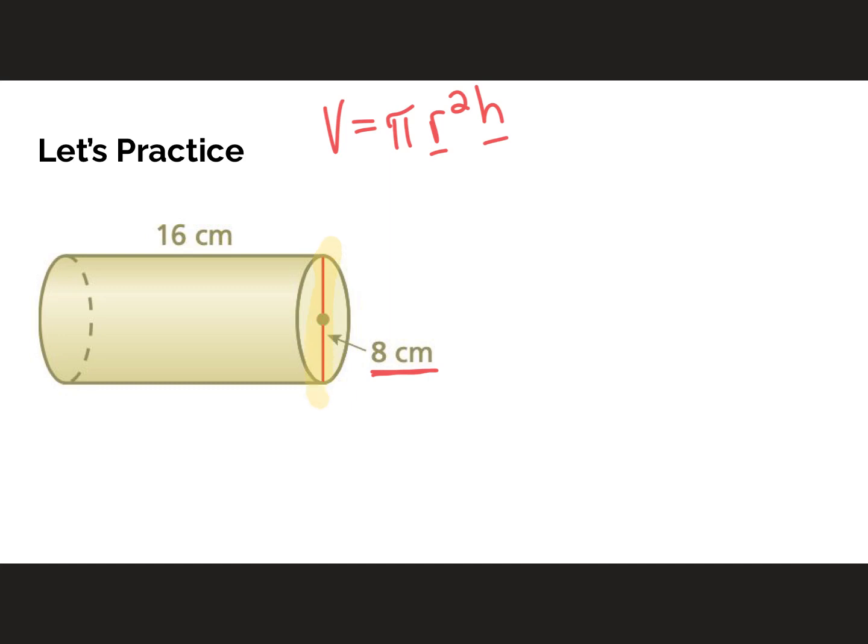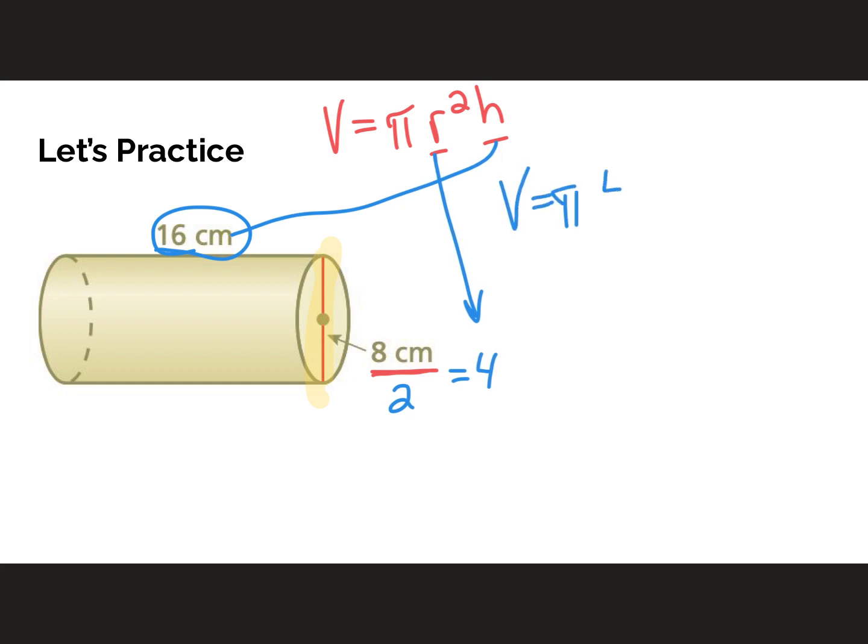To find the radius from the diameter, we're going to divide by 2. So 8 divided by 2 is 4. Here is my height. There's my radius. So my volume equals pi times 4 squared times 16. Well, 4 squared is 16. Again, you're using a calculator for this. 16 times 16 gives me 256.